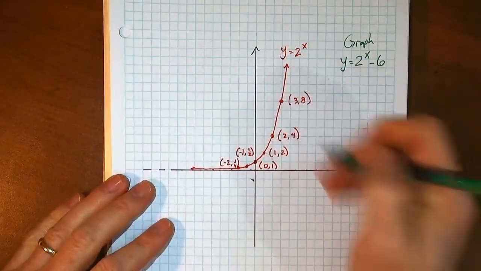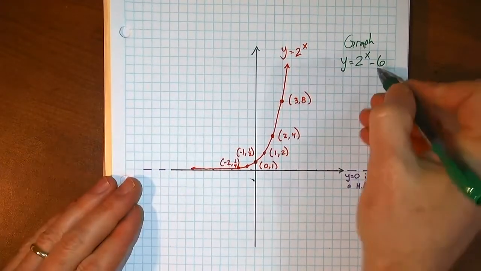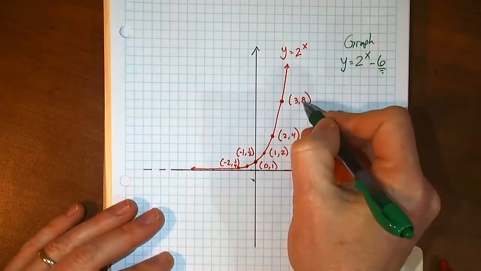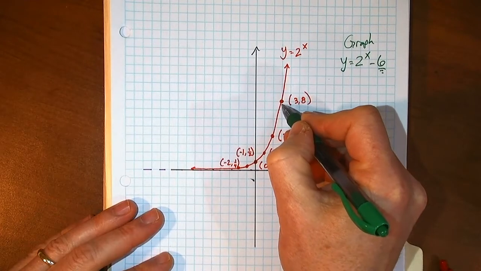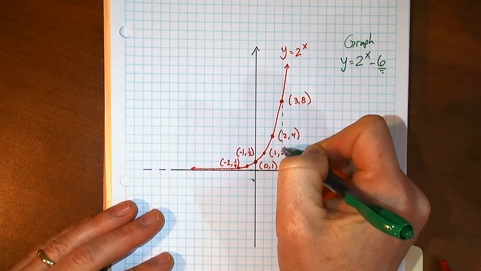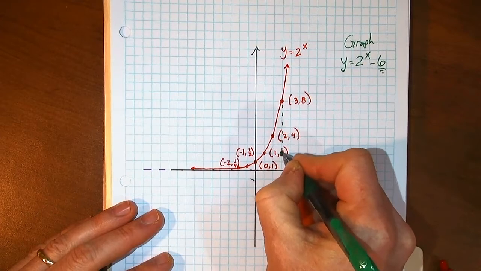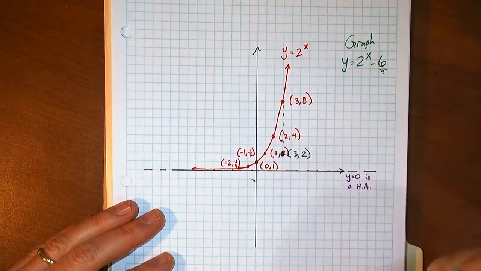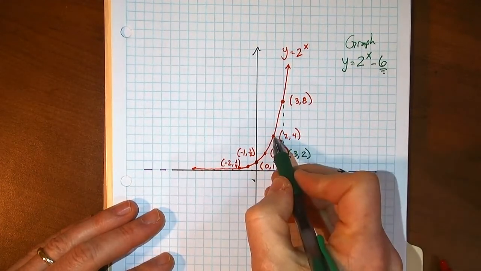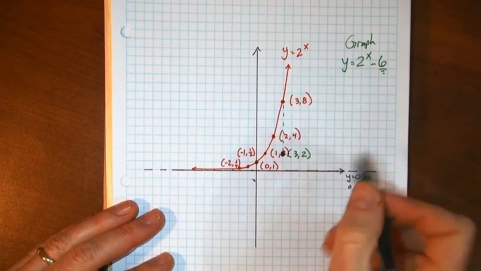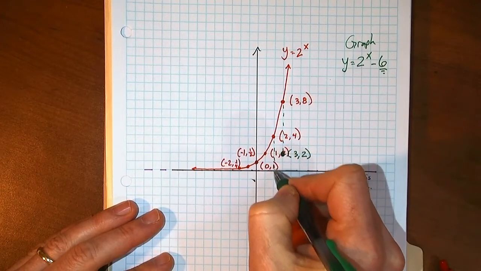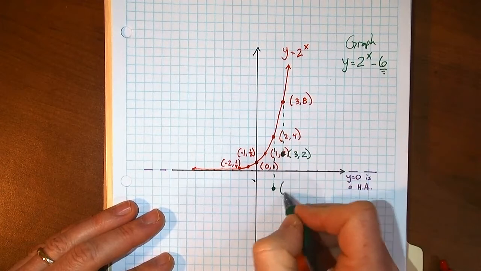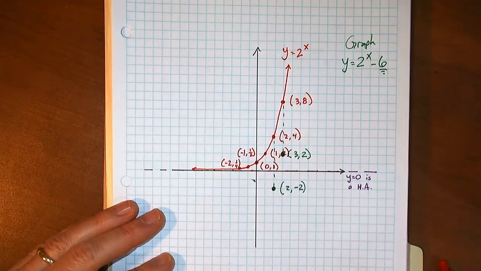So each one of these points is going to move down. How far? It's going to move down 6 units. So if I was up here at 8 and I go down 6 units, 1, 2, 3, 4, 5, 6, now I'm right here. The point that was at 3, 8 is now at 3, 2. This point here that was at 2, 4 is also going to move down 6 units, 1, 2, 3, 4, 5, 6. So now it's down here, and the point that was at 2, 4 is now at 2, -2.